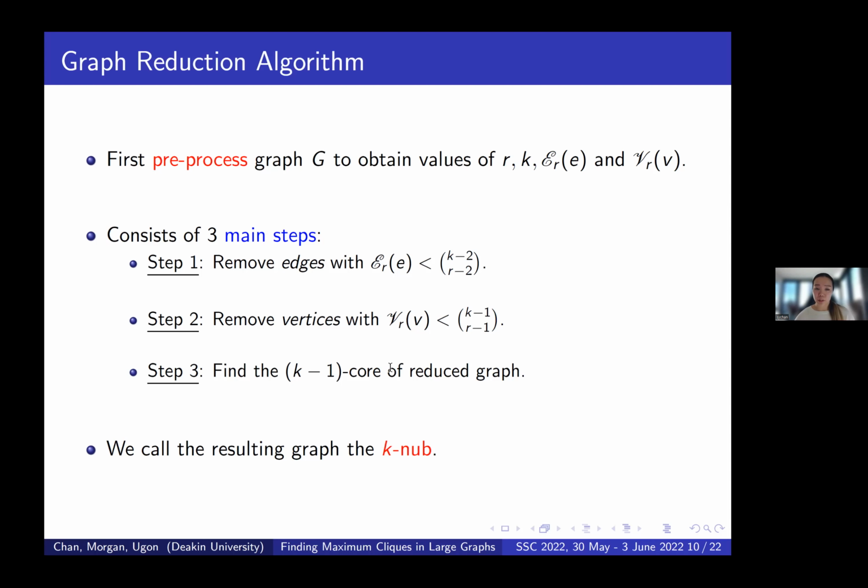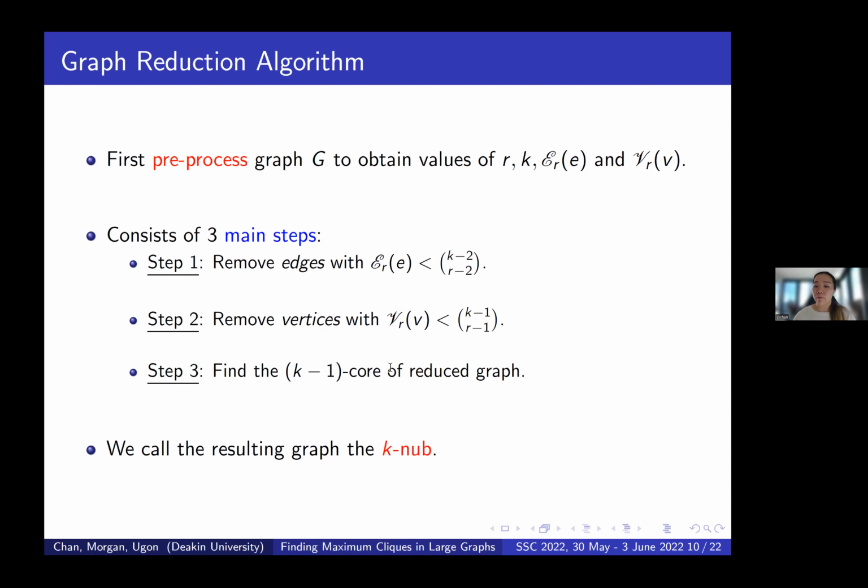With this whole reduction, we use the assumption that the K-clique must exist. For the reduction, there are 3 main steps. For the first step, we remove edges that do not meet the edge participation threshold. In step 2, we remove vertices that do not meet the vertex participation threshold. Once we've done step 1 and step 2, in the final step, we find the K-1 core of the reduced graph from step 1 and step 2. And this reduction will result in what we call a K-nup.